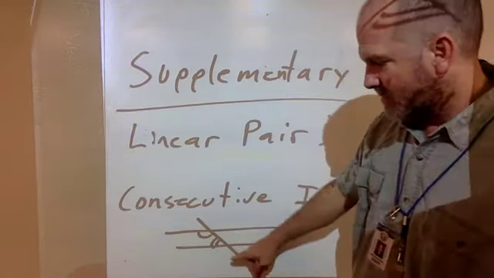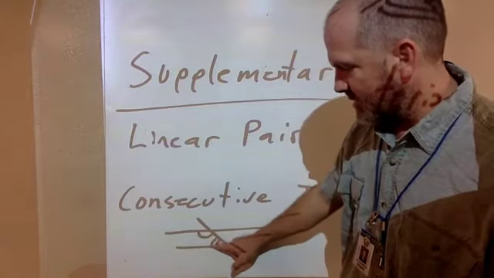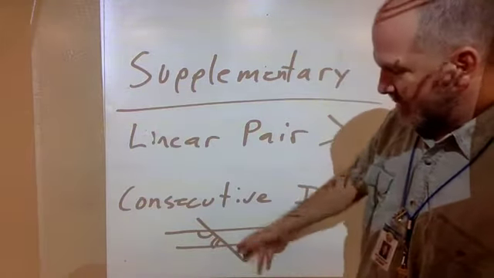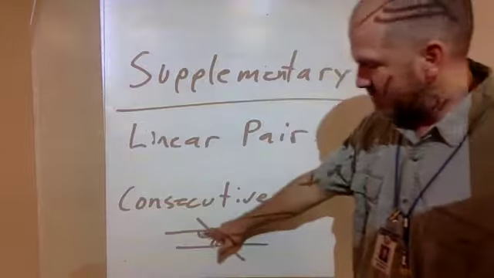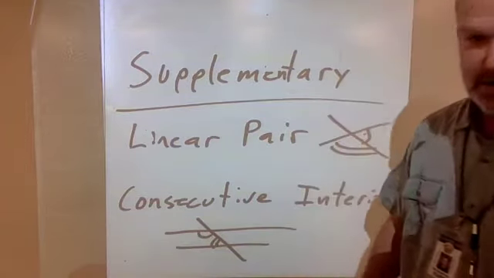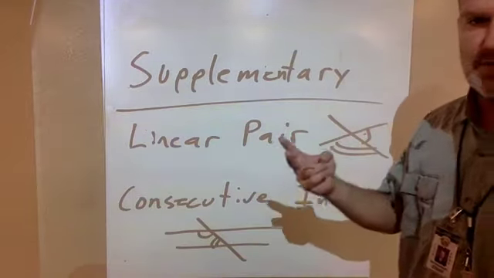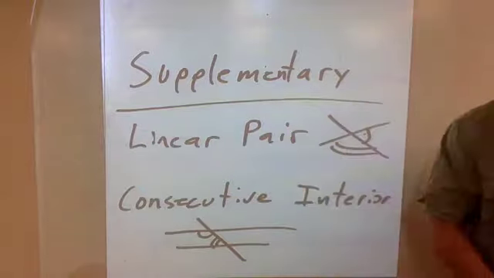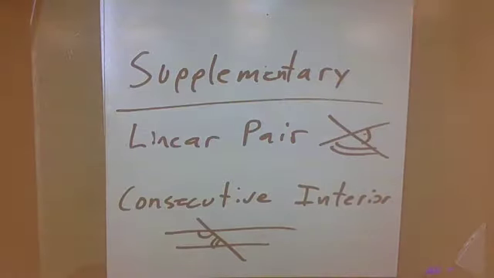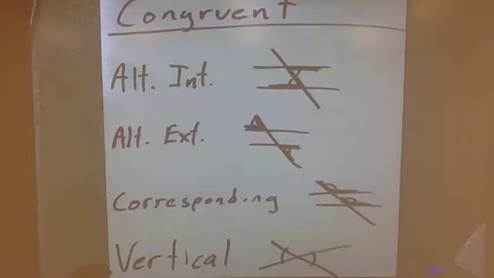And they're not equal. This is an obtuse angle. This is an acute angle. You could tell just by looking at them that this one's big and that one's little. But they do add up to 180 degrees. So there's 2 ways to get supplementary, and there's 4 ways to get congruent.